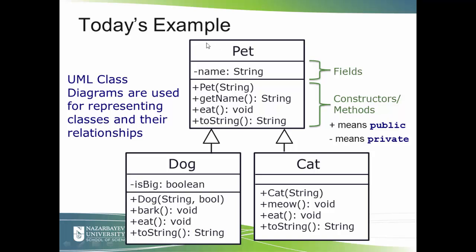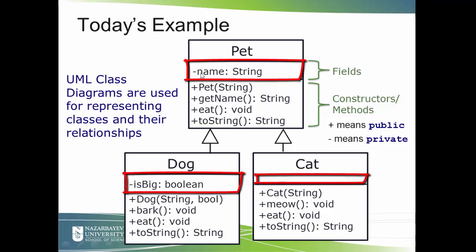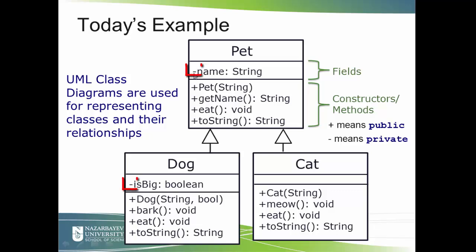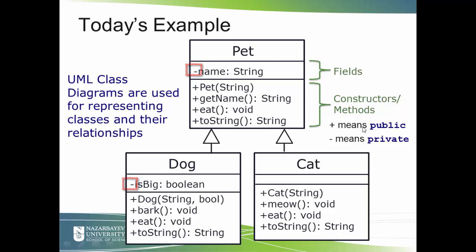For an individual class, these are represented by these rectangles here with the class name at the top. So for example, we have three classes pictured here: pet, dog, and cat. Now, the individual fields, which if you remember are simply the member variables or attributes of a class, are represented under the class name and are listed such that first we have the label, then a colon, then the actual type name. And also note that we have this minus here, which just represents private. And on the flip side of that, plus means public.